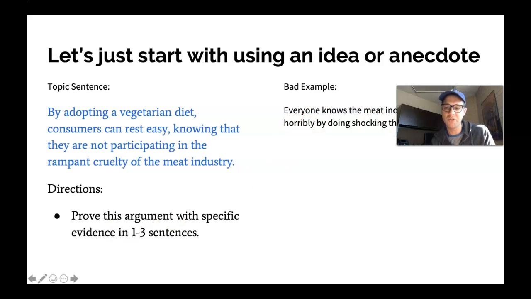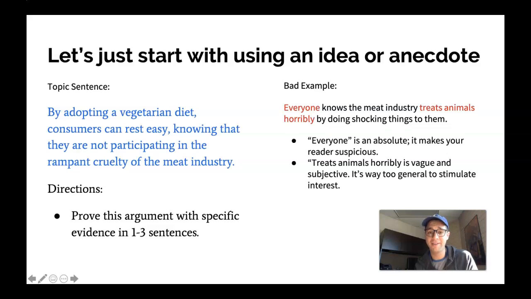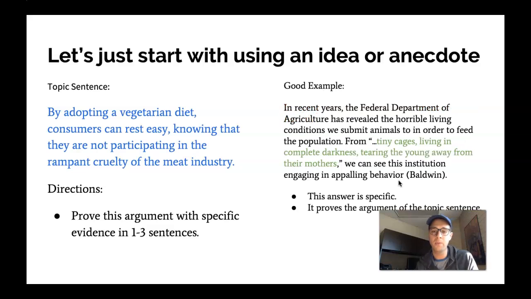Everyone knows the meat industry treats animals horribly by doing shocking things to them. That's really bad because it's really broad, right? Everyone is absolute. It makes your reader suspicious. Does everyone really know that? And what do you mean by treats animals horribly? That's way too general to stimulate any type of interest. You need to be as specific as possible when you're giving evidence.